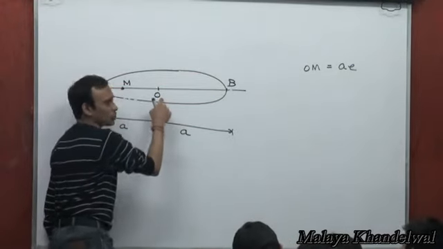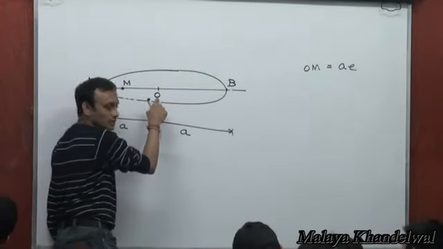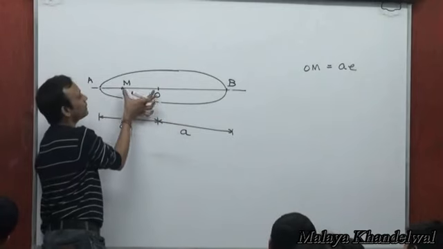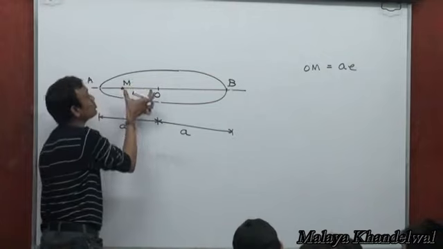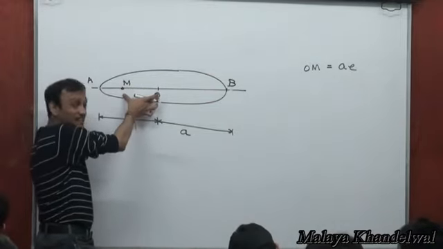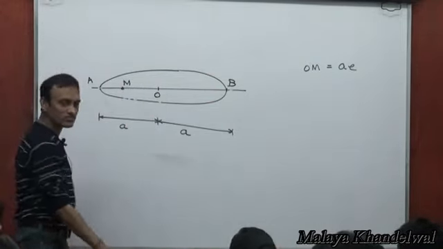The midpoint of the major axis or midpoint of the minor axis, that's the center of the ellipse. And OM, like I said, would be AE. The coordinates of M were (-AE, 0), so OM would be of length AE. E is the eccentricity.